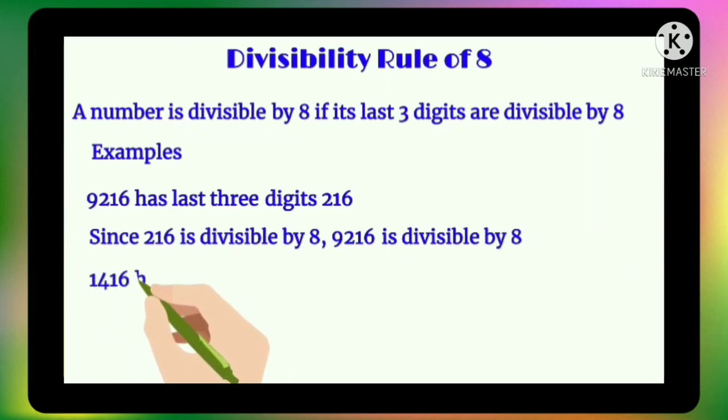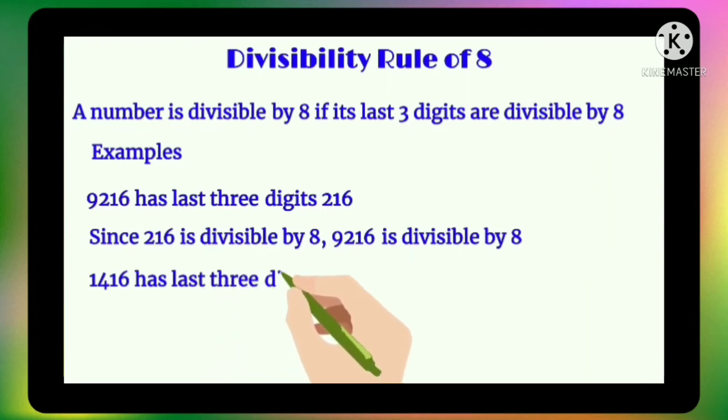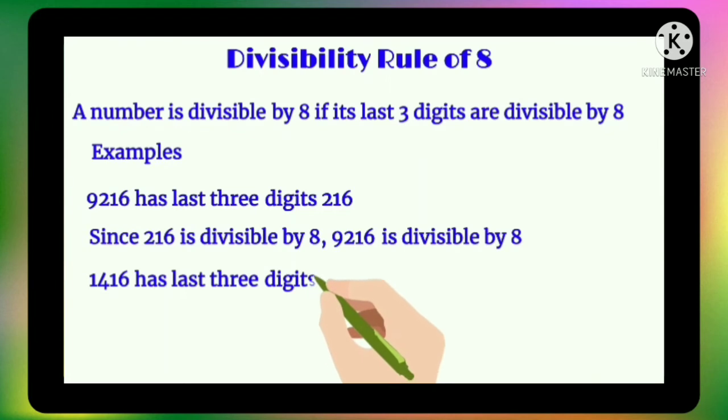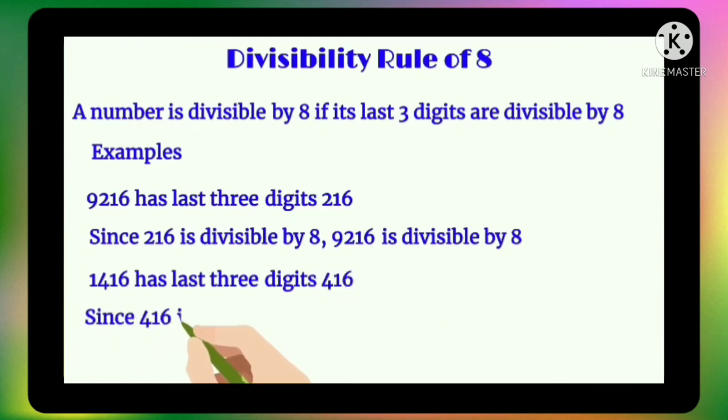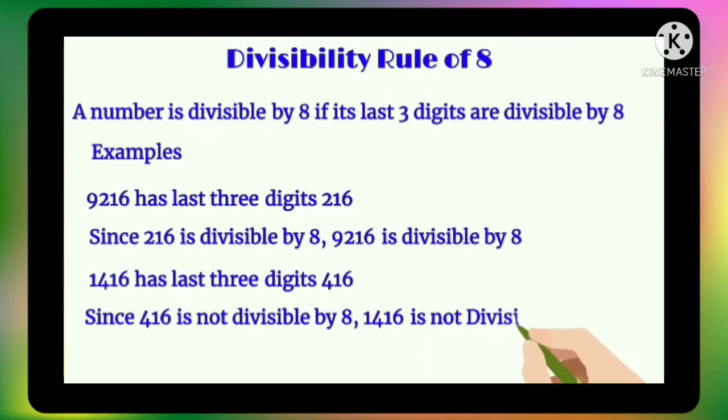In the same way, 1416 has the last three digits as 416. And since 416 is not divisible by 8, then the number 1416 is not divisible by 8.